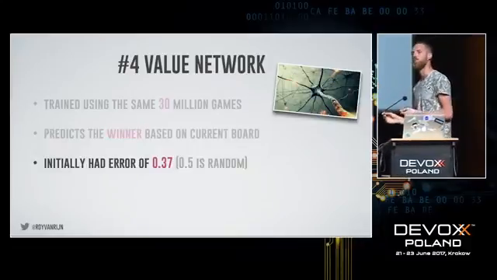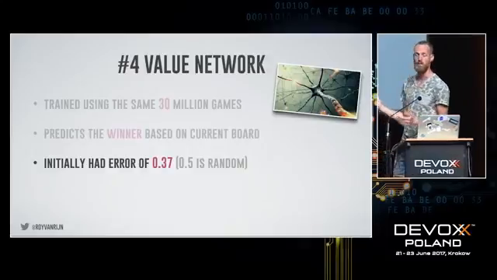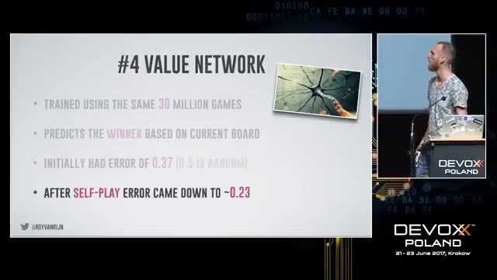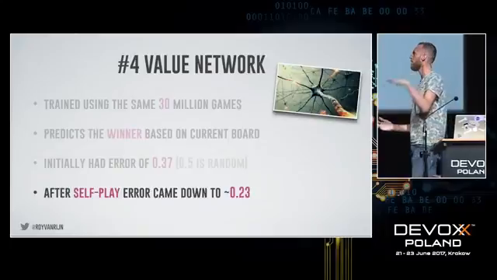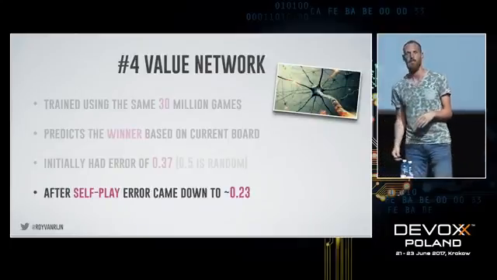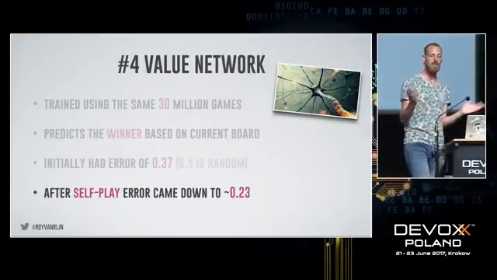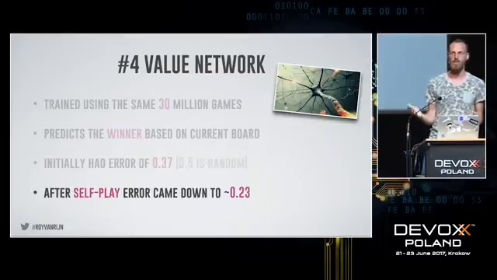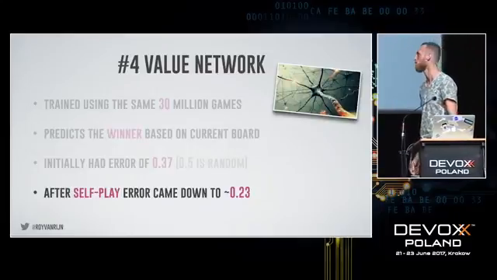Initially, it had an error of 0.37, where 0.5 is obviously a random pick. And after self-play, this error came down to about 0.23. Doesn't sound very amazing, but it's much better than any evaluation function ever written for Go.